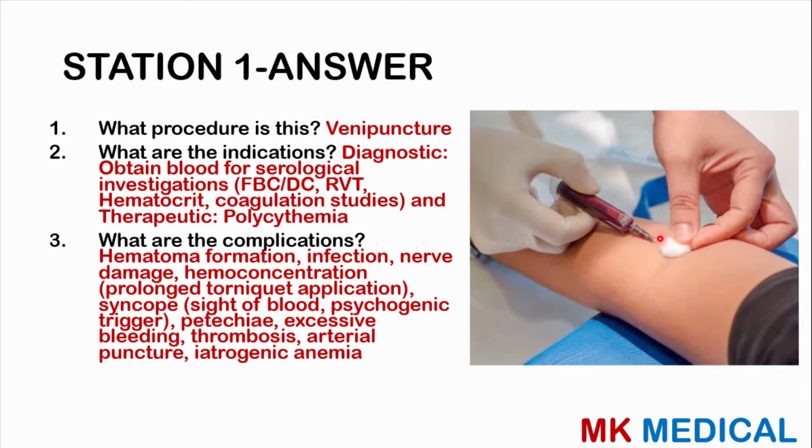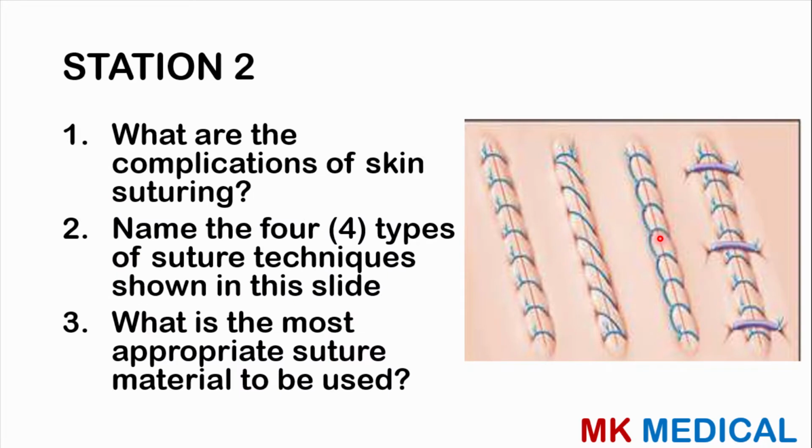You could have hematoma formation in the site, infections with recurrent pricks. You could also have nerve damage, hemoconcentration that is often as a consequence of prolonged tourniquet application, syncope that may be due to the sight of blood itself. It's usually a psychogenic trigger. Petechiae and bruises can be seen, excessive bleeding from the area, especially in patients with bleeding disorders. Thrombosis may also happen due to the injury to the vessel in the process of the vena puncture. You may also have arterial puncture where you actually enter into an artery, and you may also have iatrogenic anemia with recurrent vena punctures. Moving on to station two, what are the complications of skin suturing?